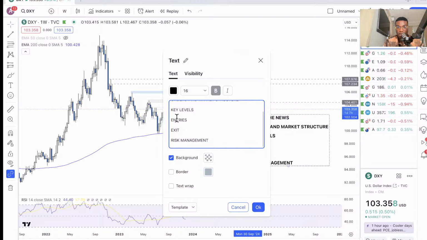Now, if you look at these steps, we're having about 6 steps. Check the news, understand market structure, identify key levels, identify entries and exits, and apply proper risk management. These are the steps you want to take before you exit.